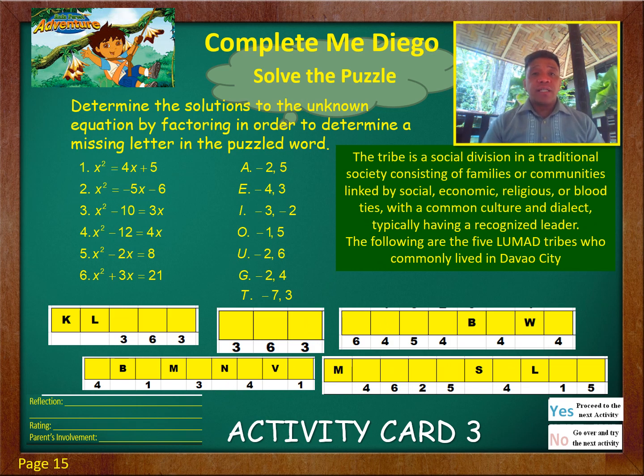And on the other side, it is still solving quadratic equations using factoring. The other part covers the 5 Lumad tribes who also live in the Davao City region. Of course, you're going to solve and fill up the respective problems and answers. If your answer is reflected in a certain letter, you're going to complete the box with the corresponding letter.